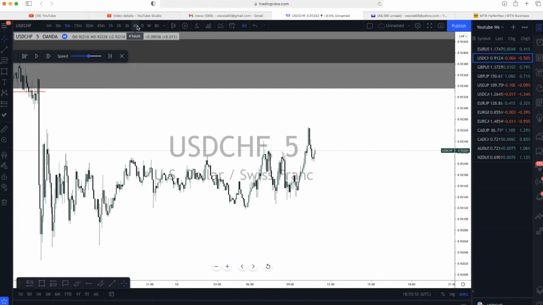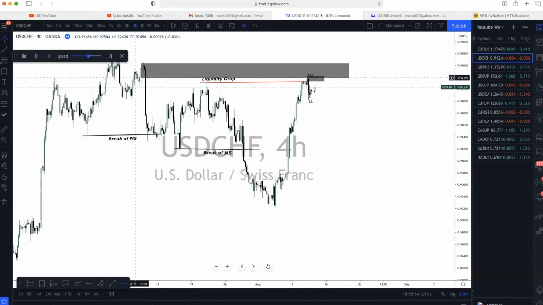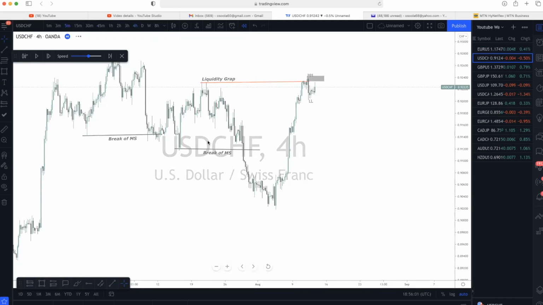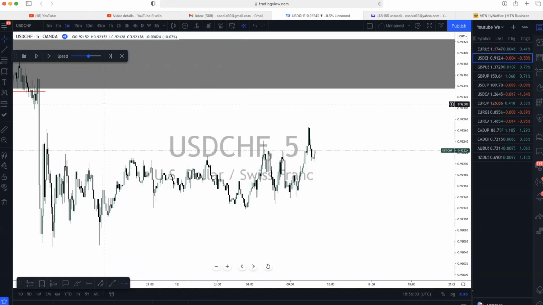So permit me to go to the 4-hour time frame to remove this particular bigger zone, so that we would not be confused by our pattern, right? Going back to the 5 minutes time frame now. So let's see, how are you going to approach this chart?